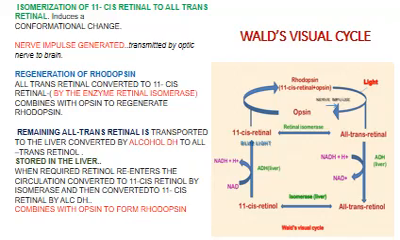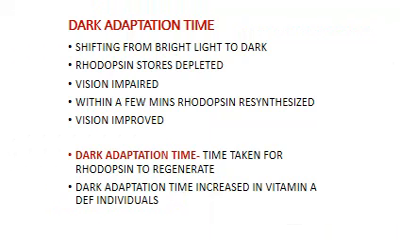This 11-cis retinal will now combine with opsin to form rhodopsin. Now, what is the dark adaptation time? It's the shift from bright light to dark light. During this process, the rhodopsin stores are depleted and vision is impaired, but within a few minutes rhodopsin is resynthesized and vision is improved. So the dark adaptation time is the time taken for rhodopsin to regenerate, and it is increased in vitamin A deficient individuals.